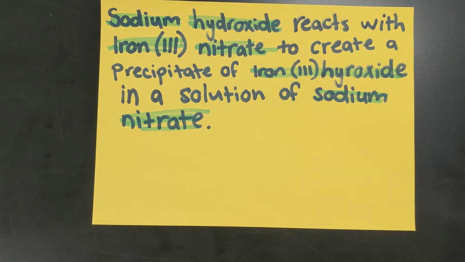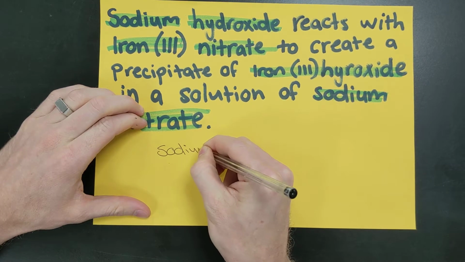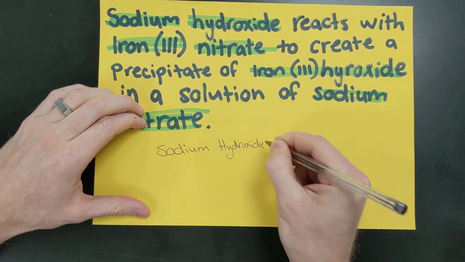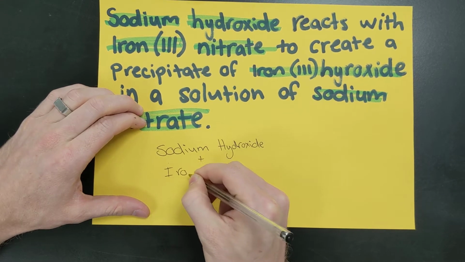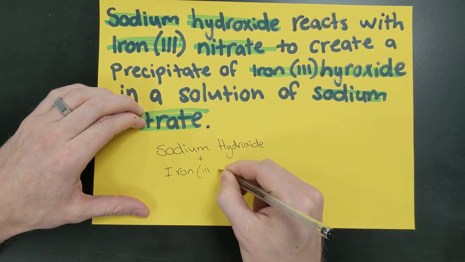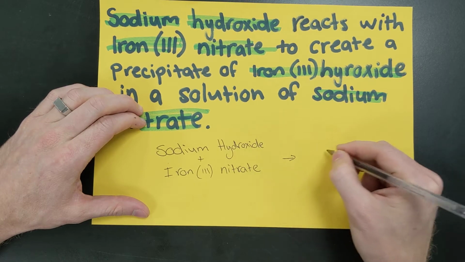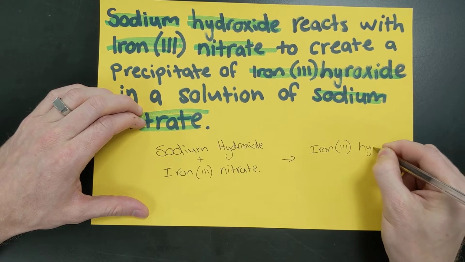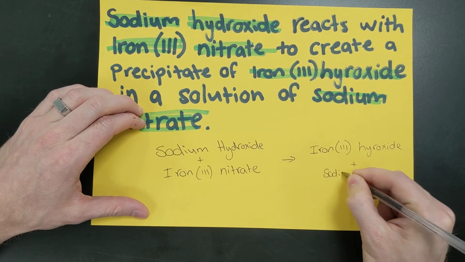Well, we all remember my lovely joke for sodium. Sodium being Na. So sodium hydroxide is getting added to iron 3 nitrate, and together they are making iron 3 hydroxide plus sodium nitrate.